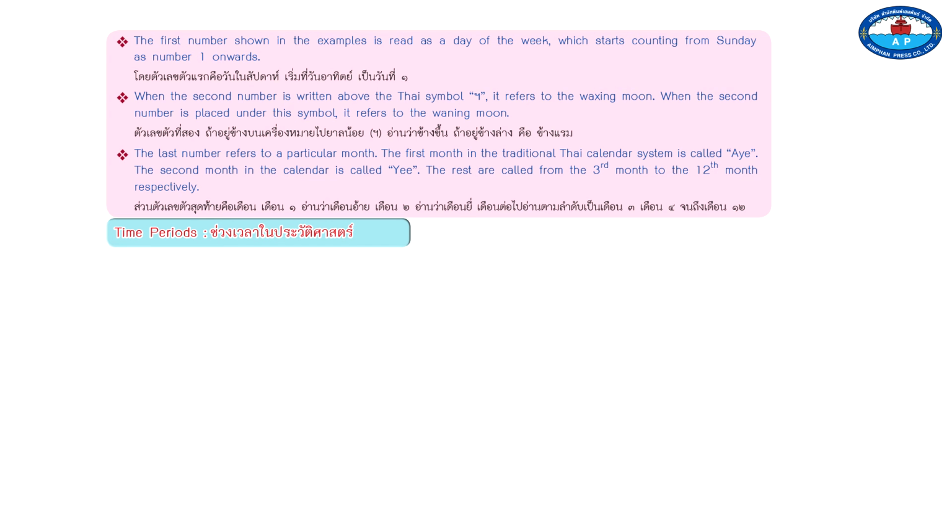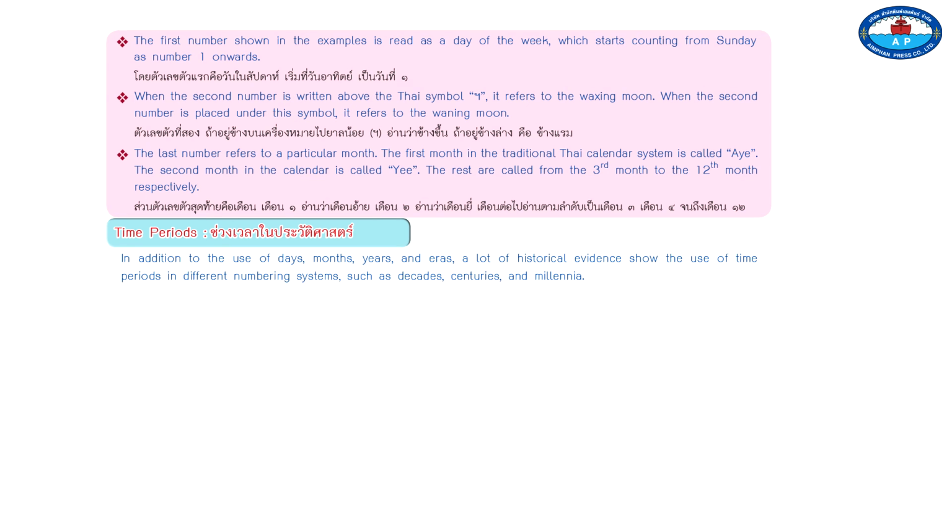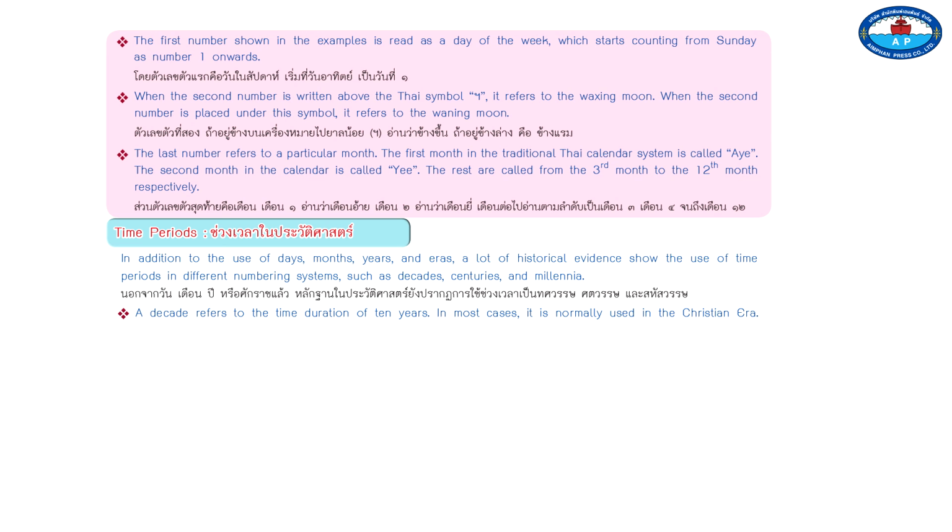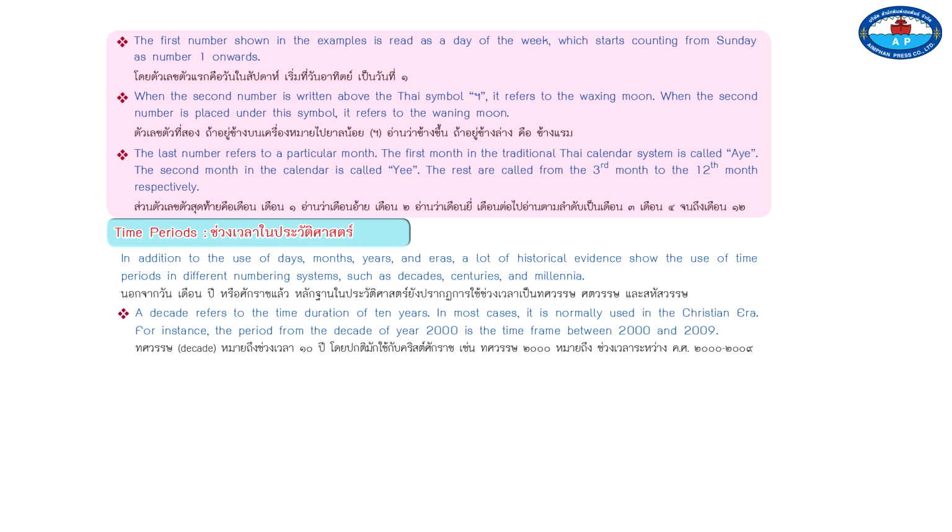Time periods. In addition to the use of days, months, years, and eras, a lot of historical evidence shows the use of time periods in different numbering systems, such as decades, centuries, and millennia. A decade refers to the time duration of 10 years. In most cases, it is normally used in the Christian era. For instance, the period from the decade of year 2000 is the time frame between 2000 and 2009.